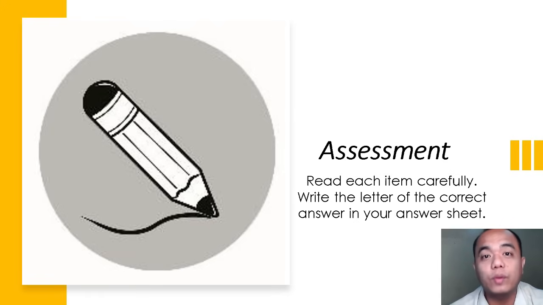Now, do you have with you your 1/4 sheet of paper? Okay, now, directions. Read each item carefully. Write the letter of the correct answer in your answer sheet. Again, write only the letter of your answer in your answer sheet. Is that clear? I will give you 3 minutes to finish your assessment. Your time starts now.